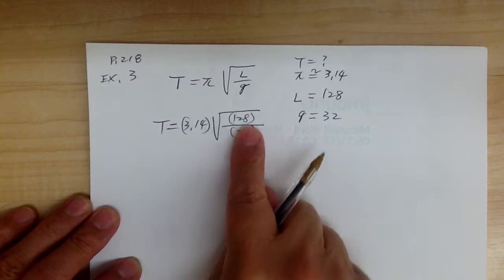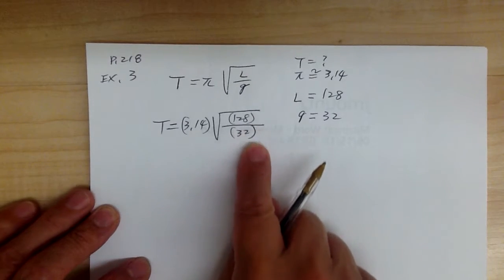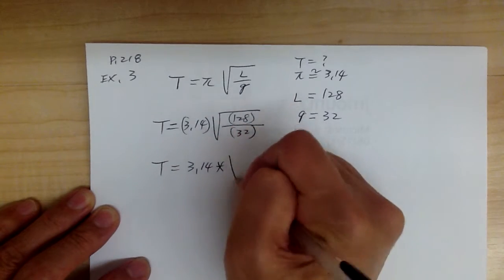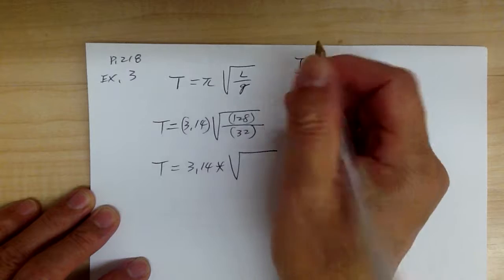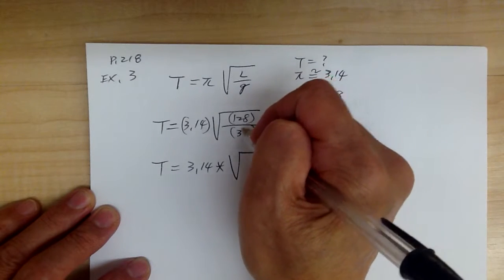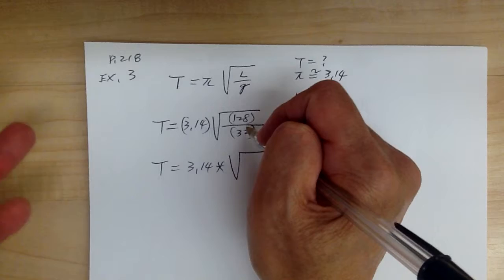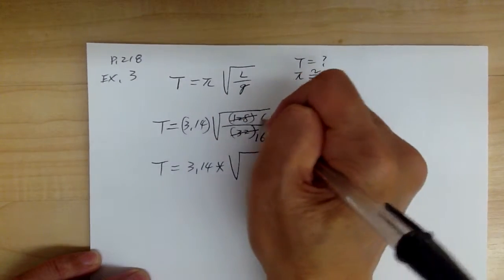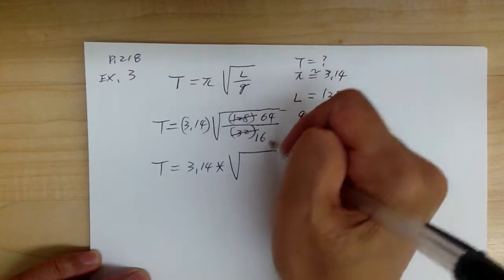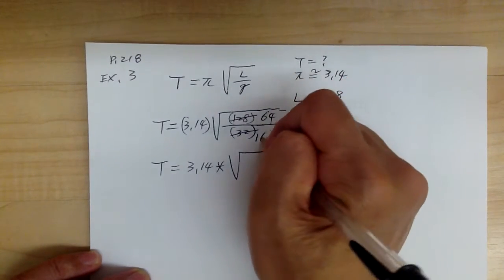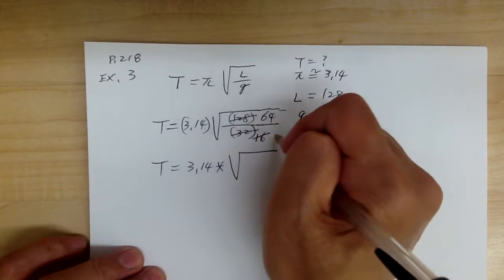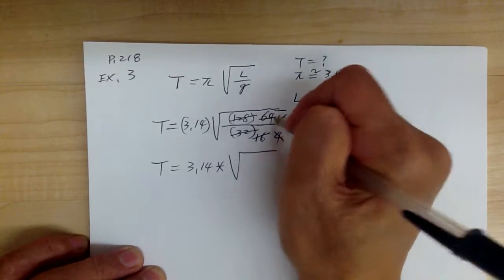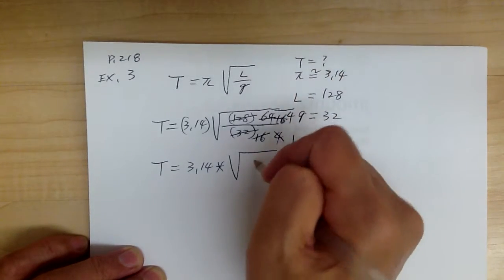Now in this case, you want to reduce this as much as you can. So to simplify, this is equal to 3.14 times the square root of 128 over 32. If you don't see it right away, you can reduce by 2, so you get 64 and 16, and you can just keep going. You can divide by 16, but say you don't see it, you can divide by 4, so you get 32 and 8, and divide by 4 again, you get 8 and 2, then 4 and 1.